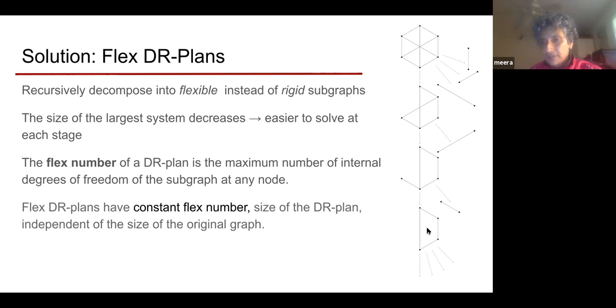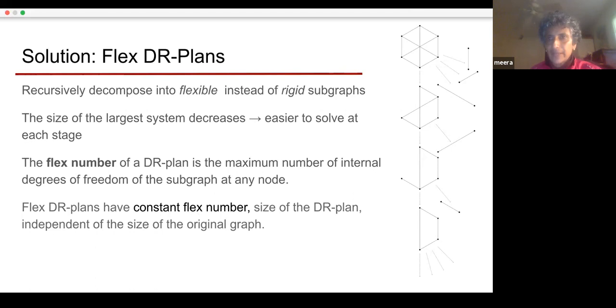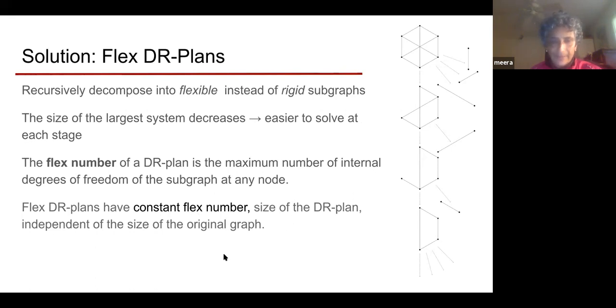In addition, the maximum, what we call a flex number, which is the maximum number of degrees of freedom any given graph has at any stage, is no more than 2. So now we have one more parameter to worry about, which is this constant flex number, and then we have the size of the DR plan.